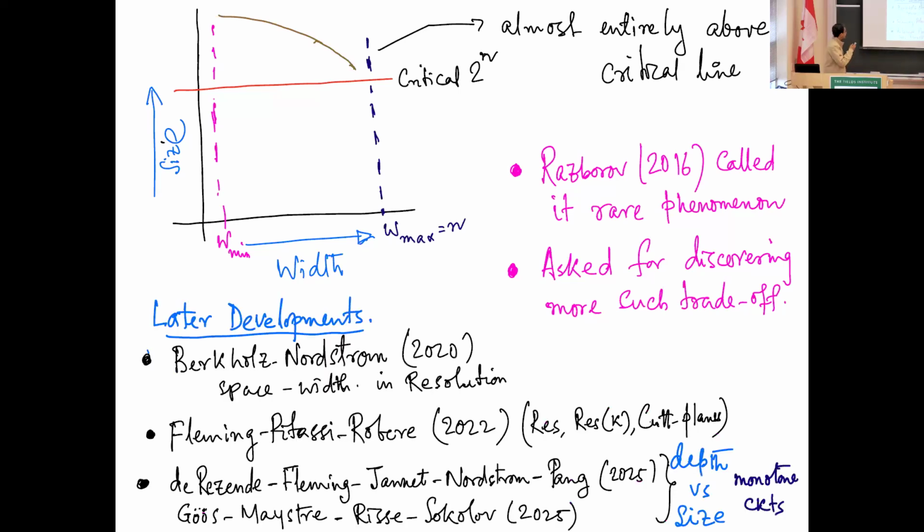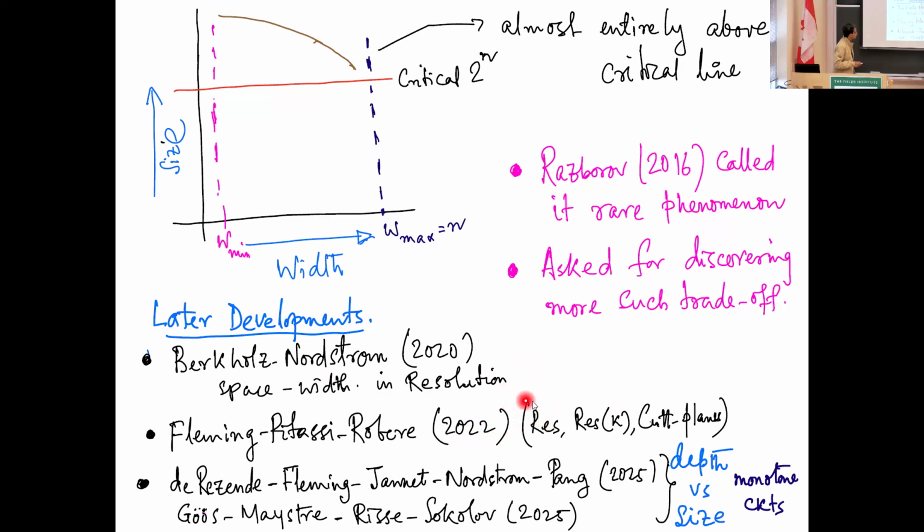And in response to that, there have been several works. I'm anyway very new to proof complexity, so I may not know this literature extensively, but let me just cite some of them. The first one is due to Berkholz and Nordstrom, who did a similar thing, but now with respect to space and width in resolution. So the proof system was still resolution. And then there was a paper by Fleming, Pitassi, and Robere, who showed the same thing, but extended the reach of Razborov's techniques.